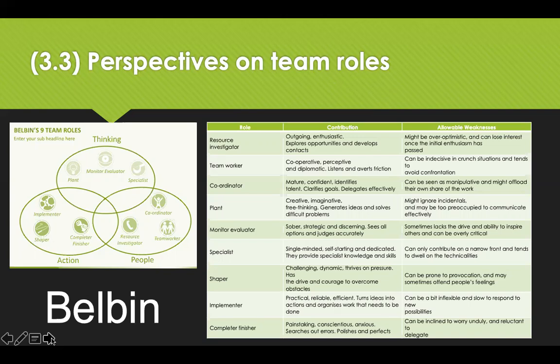A plant is creative, imaginative, but they sometimes get preoccupied and ignore the small things. A specialist is a self-starter with expert knowledge, but might only contribute on a very narrow front. The monitor evaluator is strategic, level-headed, but lacks drive and is overly critical. A shaper is dynamic, works well under pressure, but could upset people quite easily.